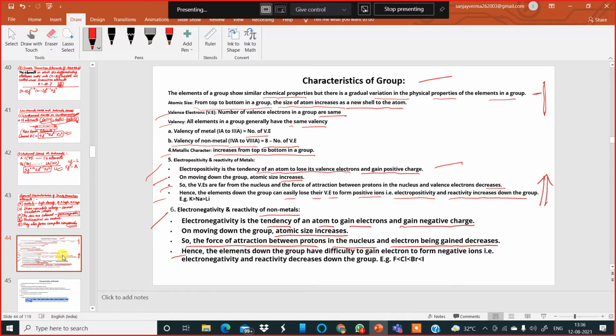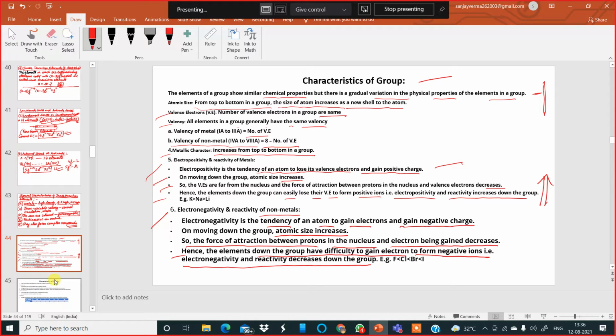Hence, the elements down the group have difficulty gaining electrons. The ones at the bottom have difficulty gaining electrons to form a negative ion. That is, the electronegativity and reactivity decrease down the group. So down the group, what is happening? Electronegativity is decreasing, and if it is decreasing, definitely the reactivity will also decrease.